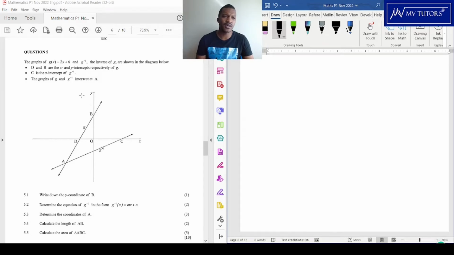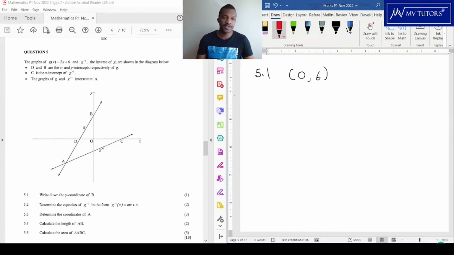B is the y intercept. You can simply read it off from there. So that's 5.1. The coordinate therefore is, we always start with the x value, which is 0, and the y value, read off from there, is 6. They wanted the coordinate, so unless you do this, you don't get full marks. Let's give it in coordinate form.